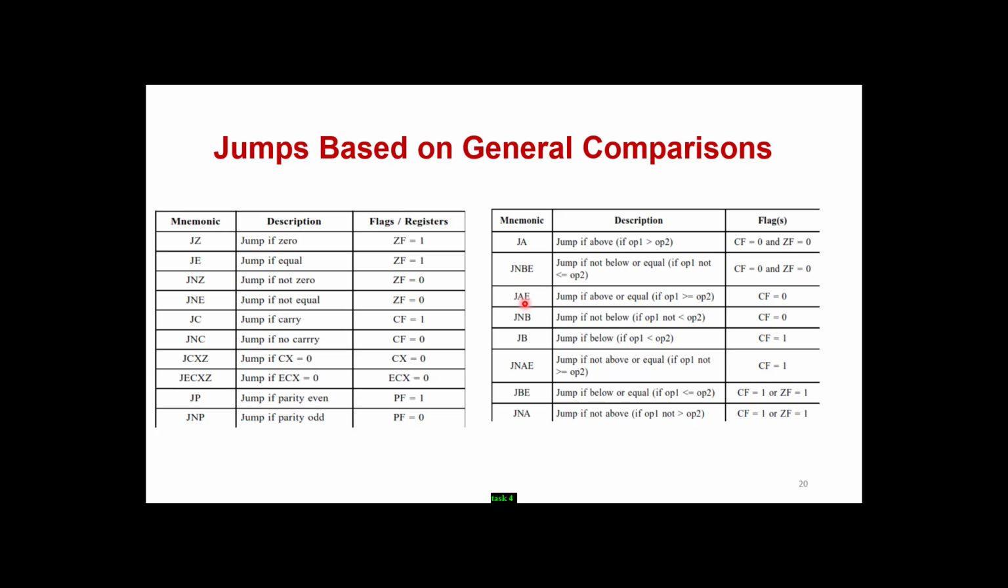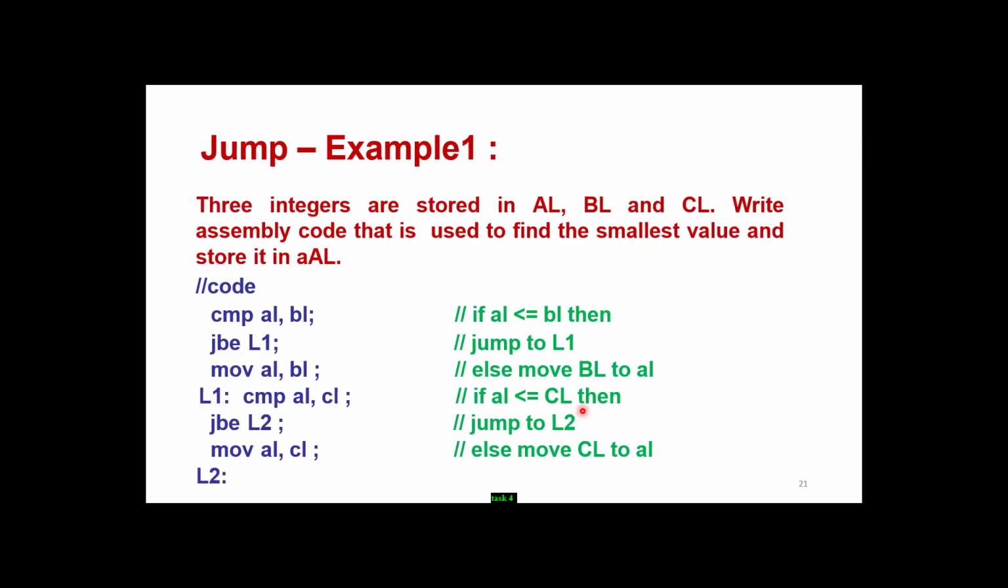We have the jump if 0, jump if equal, jump if not 0, not equal, carry, not carry, jump if cx is equal to 0, ecx is equal to 0, jump if parity, jump if above, jump if below or equal, jump if above or equal, jump if not below, if below, if not above or equal, if below or equal or not above. These are all the things that you can imagine for jumps and all the situations. We can use them all for writing our programs. Again, I put a lot of examples for you in the exercises. You can see them all over there.